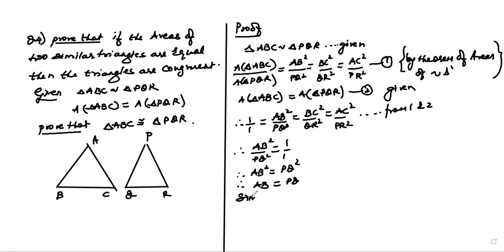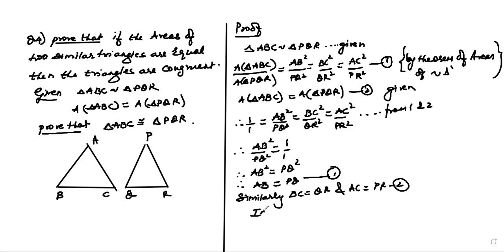Similarly, BC equal QR and AC equal PR. So now you can see, children, we can say these two triangles are congruent by SAS test.